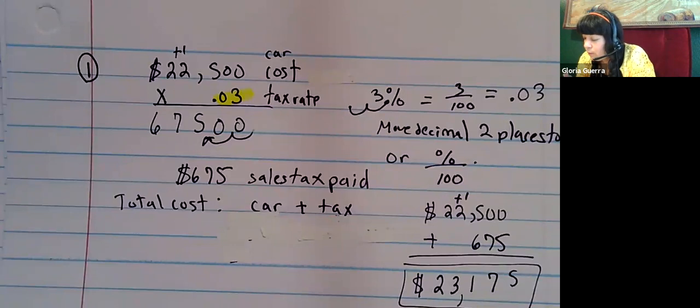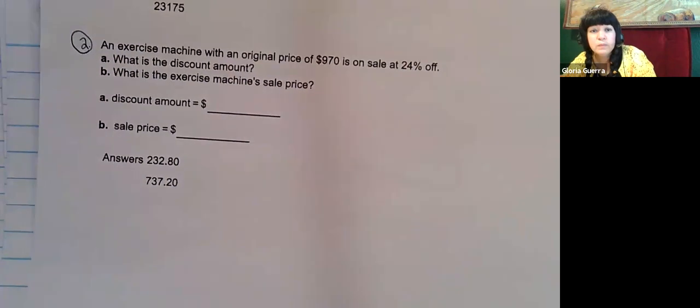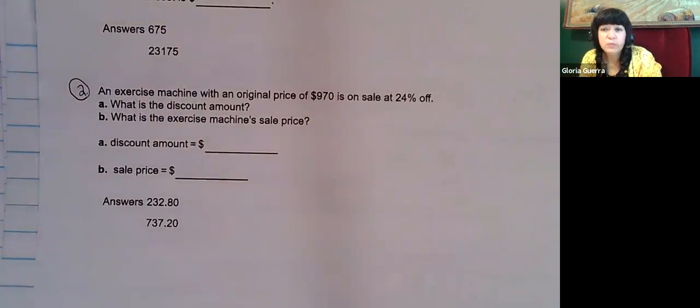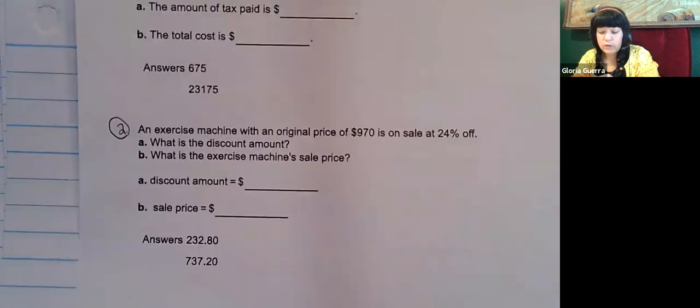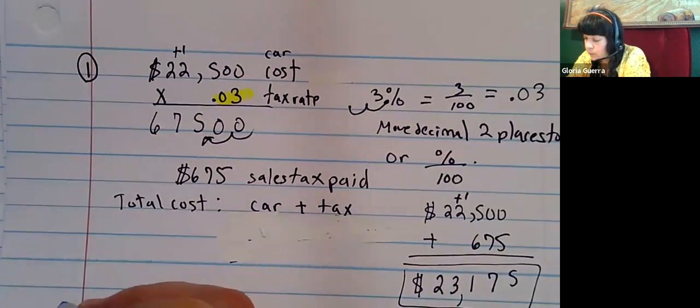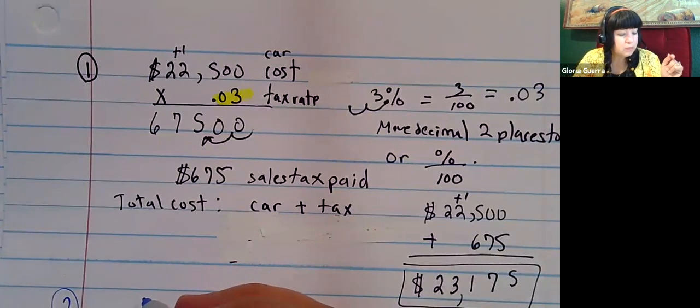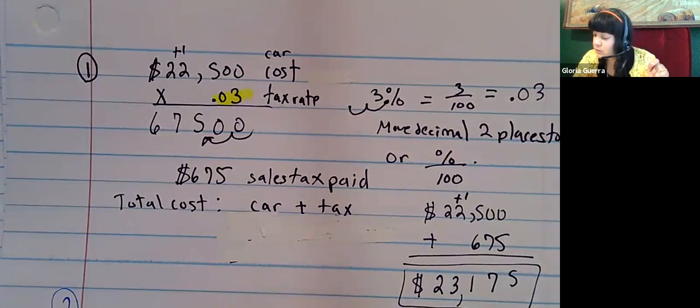Okay, now problem number 2. Let's go to number 2. It says that an exercise machine with an original price of $970 is on sale at 24% off. What's the discount amount? Okay, and then what's the exercise machine's sell price? Okay, so they have a discount amount and then the sell price. Okay, so for this problem, the work that you would show on your paper is you would take the original price of the machine, which was $970.